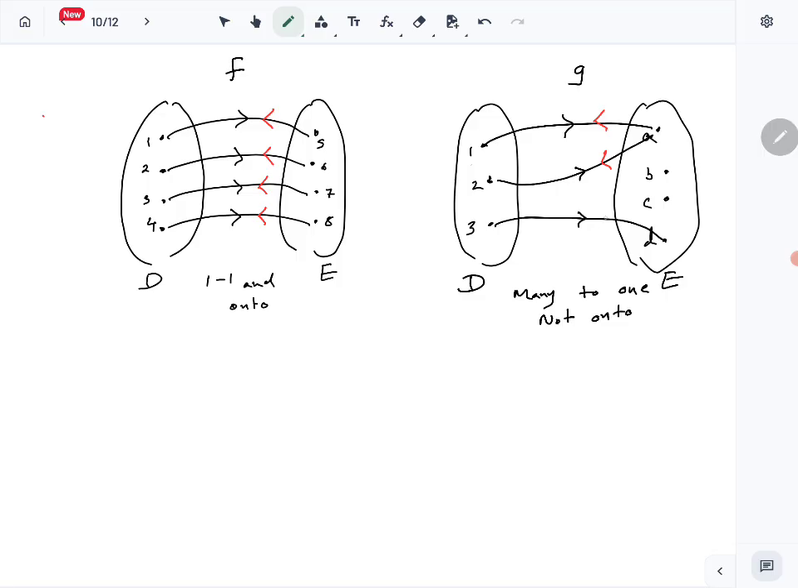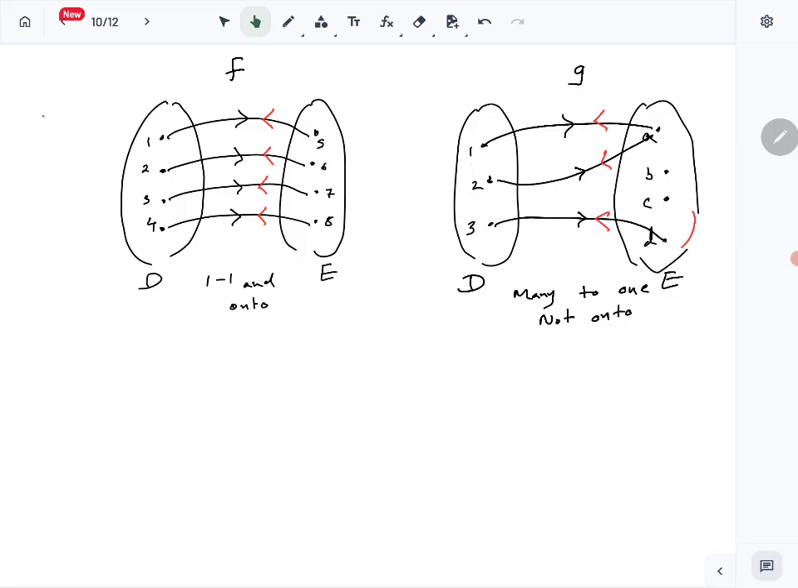Okay, right. But look at the second case. By reversing, do I get a function? No, because this is not a function. Why? This was not onto. So here E to D can't be a function. Why? B and C are not connected to any elements on this side. And it also fails this. Why? It becomes one to many. It can't happen. A can't be connected to more than one element on the codomain side.